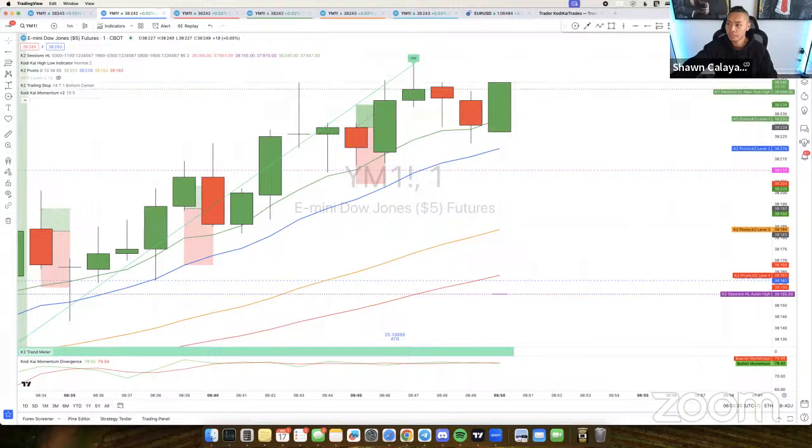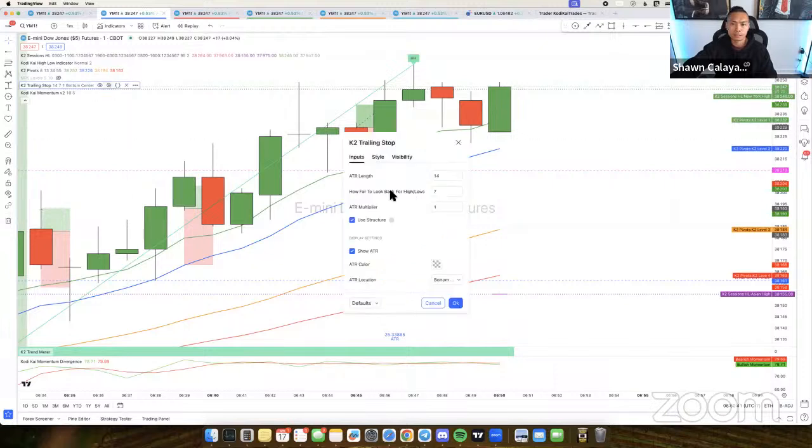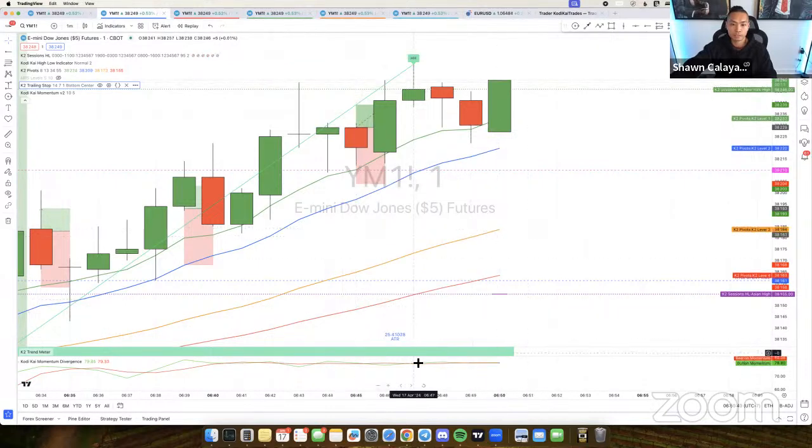CJ's asking how you got your ATR to show up like that. So this right here is a K2 trailing stop indicator. Open the K2 trailing stop indicator, CJ, go to your settings, click show ATR right here, and then for ATR location, choose bottom center. It'll show up right there on the bottom, so it just shows up and stays there.